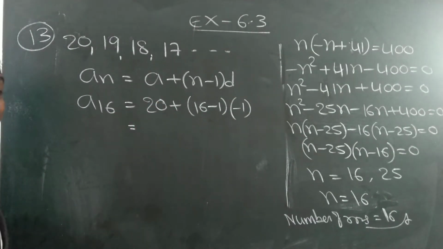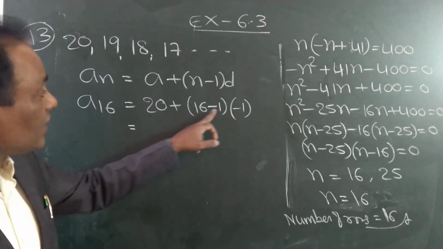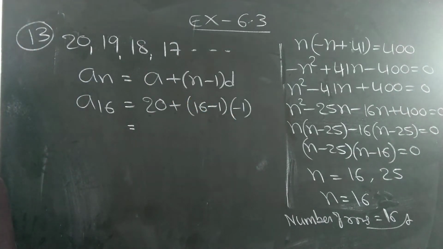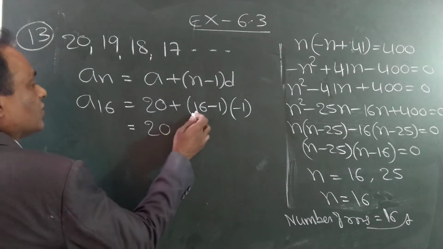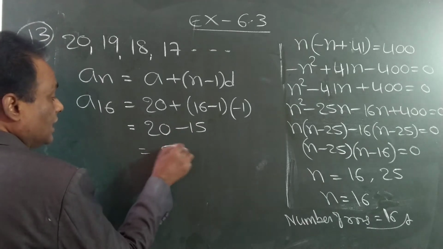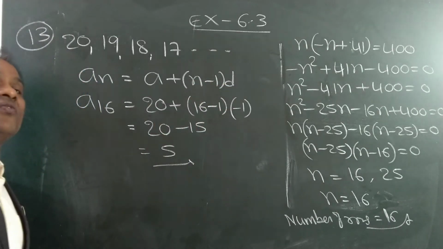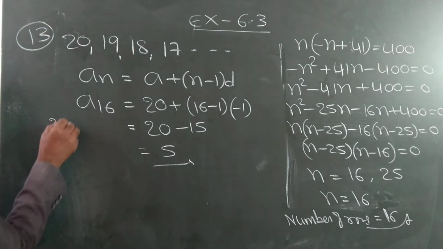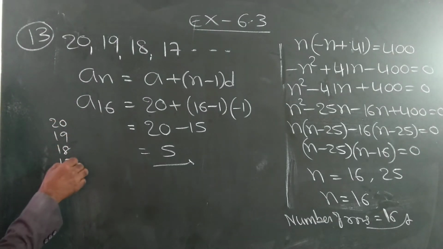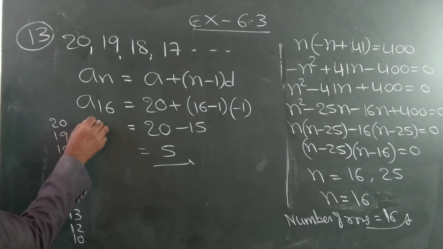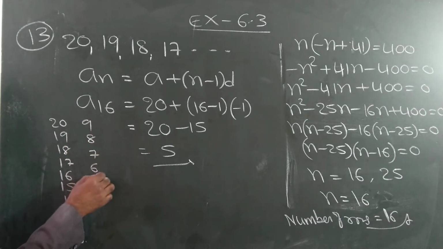Students, a is 20 plus n minus 1 into d, which is minus 1. 20, 16 minus 1 is 15, 15 into minus 1 is minus 15. So the 16th row will have 5 logs. So first row 20, next 19, next 18, next 17, next 16, next 15, next 14, next 13, next 12, next 10, next 9, next 8, next 7, next 6, next 5.